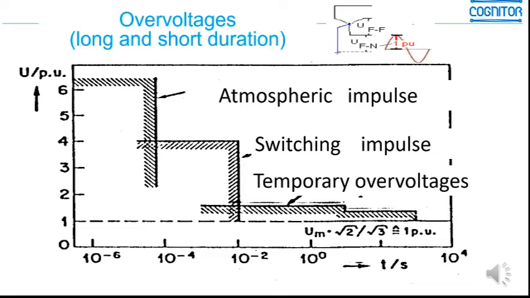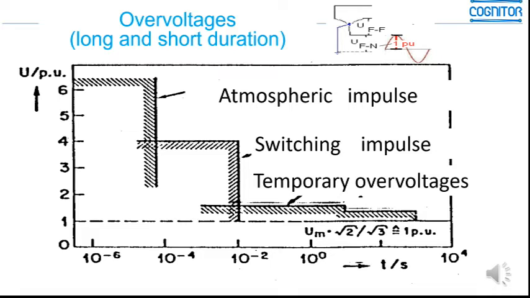For the switching impulses, we have an order of magnitude of 4 times the 1 per unit voltage, and the durations are of the order of magnitude of some 2, 3, 4, 5 hundred milliseconds. These values are represented in the laboratory by some voltage waves like 250 by 2,500 microseconds, as we will show in some minutes in the next slides.